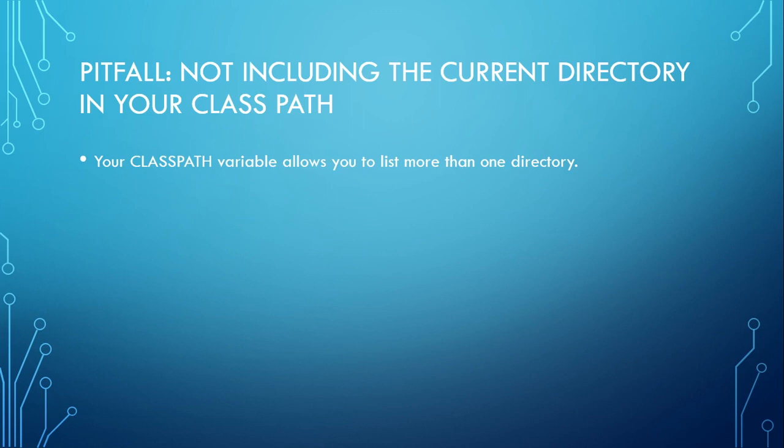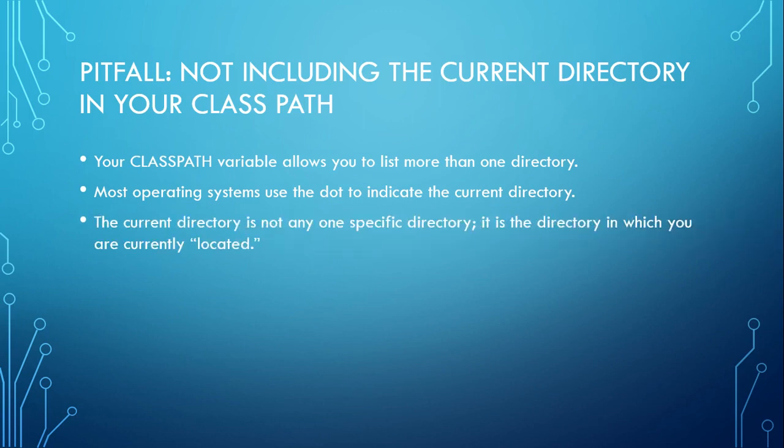Your class path variable allows you to list more than one directory. Most operating systems will use a dot to indicate the current directory. We're in a Windows environment, and so that's what we're using in Java, a dot. The current directory is not any one specific directory, rather it's the directory in which you are currently quote-unquote located.